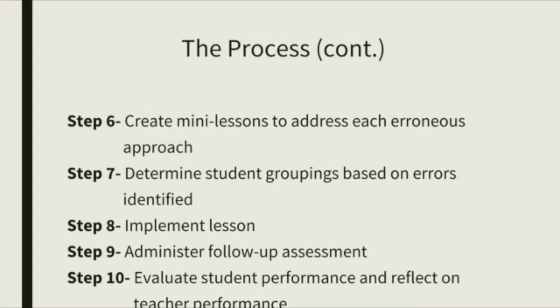The group that guessed or didn't attempt, their mini lesson needs to start with a sample problem so that they can walk through it so you can identify their error. You may find that they fall in one of the other two groups, or you may find that they have a different error altogether. Then you determine student groupings based on errors identified, implement the lesson, administer a follow-up assessment, evaluate student performance, and reflect on teacher performance.